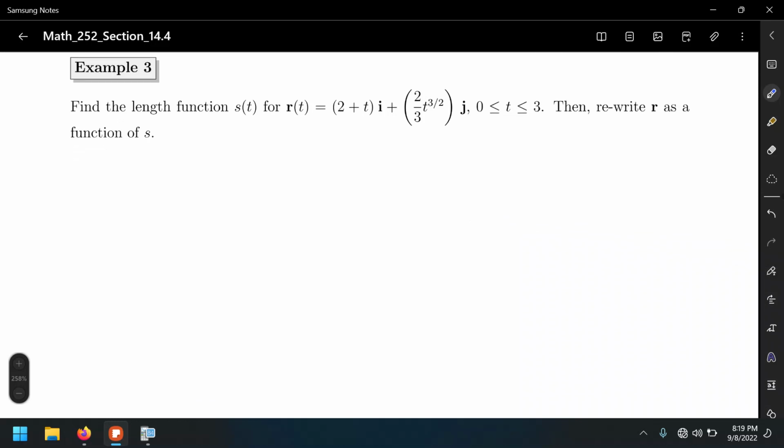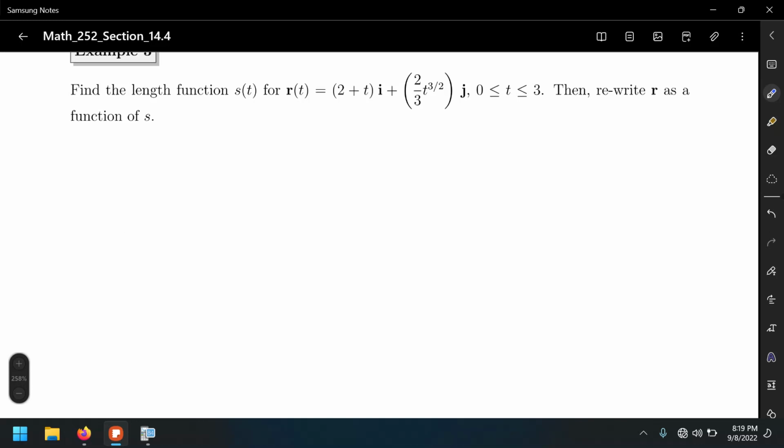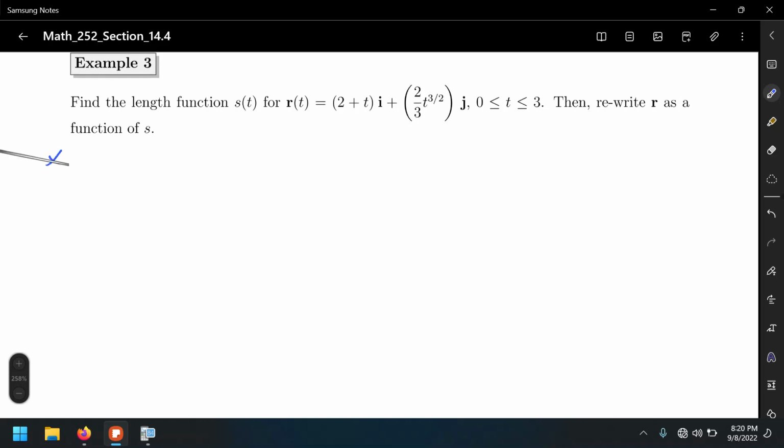So, okay, find the arc length function for this, and it's only 2D, which is great. Then rewrite r as a function of s, but that function of s is no longer going to be a vector valued function that relates time and position. It's going to relate position and distance. I know it's kind of crazy. Position and arc length value. Well, number one, the x component is 2 plus t, and the y component equals 2/3 of t to the 3/2. Differentiating these two, x prime and y prime are 1 and t to the 1/2. All right?